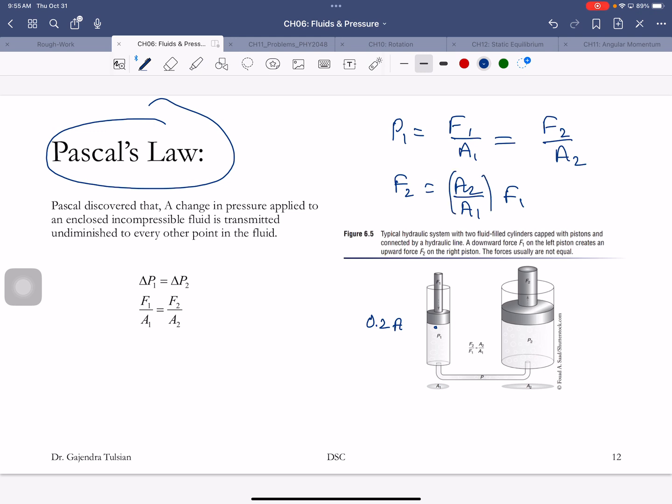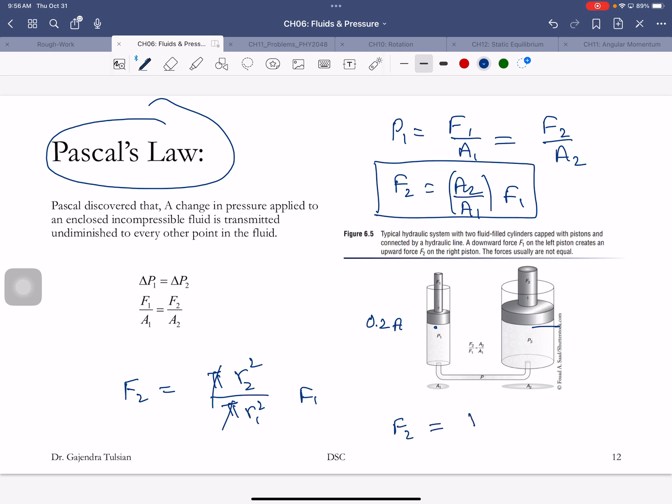F2 is A2 over A1. Okay, now you don't have to remember any of these formulas, but you want to understand the concept. Okay, this is a circular piston area. Okay, so F2 is pi R2 squared, where R2 is the radius of that piston, divided by pi R1 squared, times F1. Okay, don't get lost in the math. I want you to remember the punchline. Okay, all right, so F2 is (R2 over R1) squared times F1.